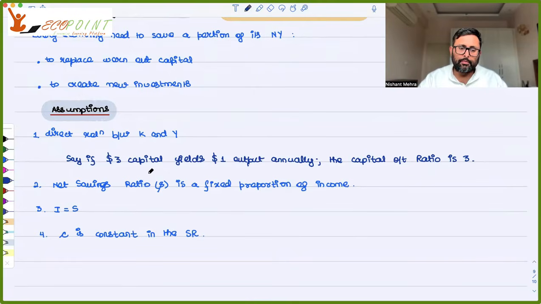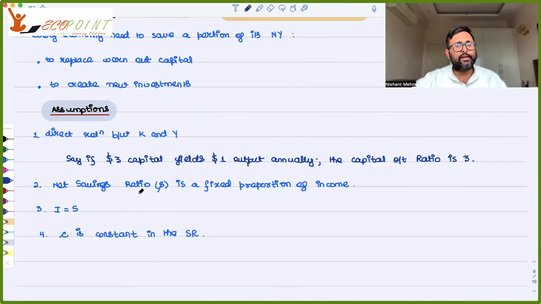So, for example, there is $3 of capital, and that capital, if it is producing $1 of output, we say that the capital output ratio is 3. Capital output ratio is 3, that is, how many units of capital are going to produce how much output, right? So that is the capital output ratio. Net savings ratio, small s, is a fixed proportion of income. So that is also given to you exogenously.